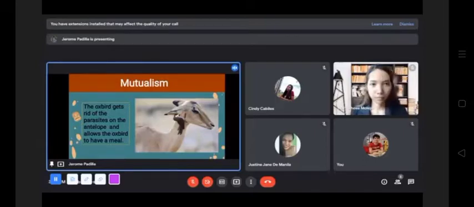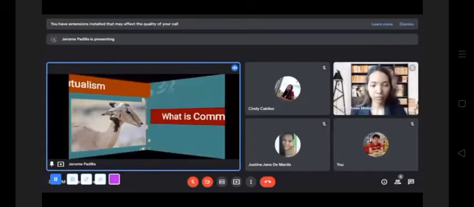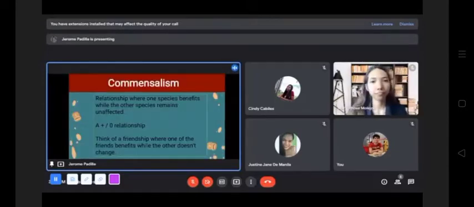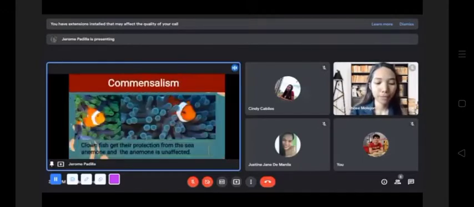So that is mutualism. The next one is commensalism. Commensalism is when one benefits without harming the other. Think again of a friendship where one of the friends benefits while the other doesn't change. Another example in the environment is this fish. The clownfish gets protection from the sea anemone, and the anemone is unaffected.